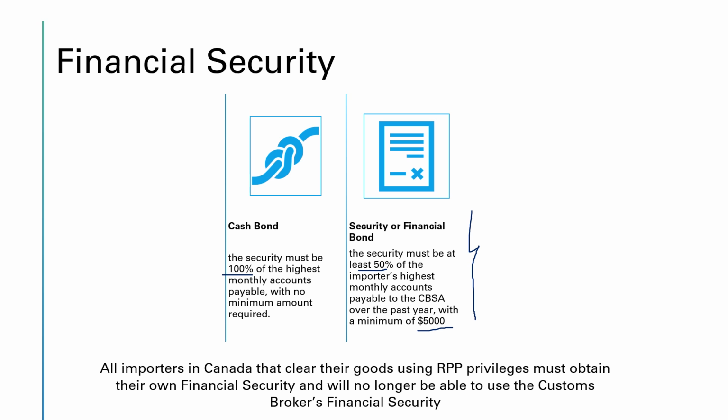Before CARM, the importers were able to use the customs broker's bond, but that is not going to be possible anymore. CBSA will not allow the imports going through the broker security anymore.